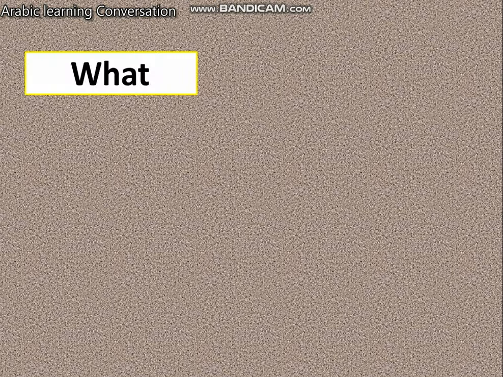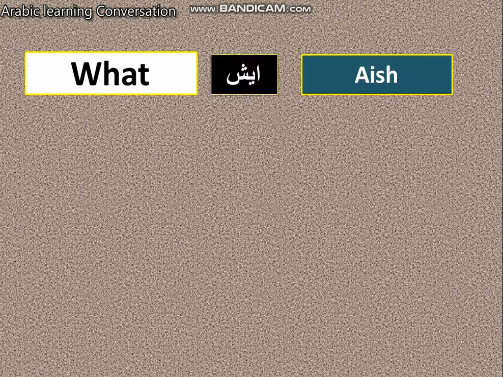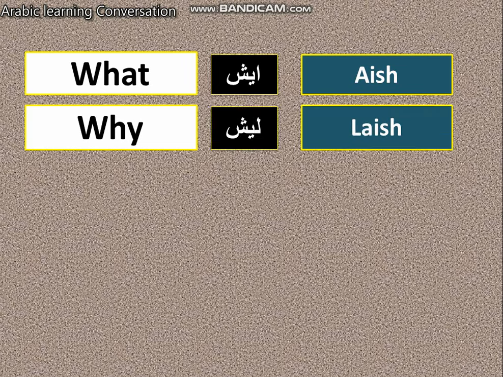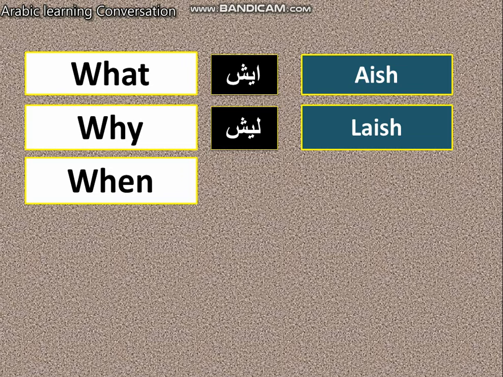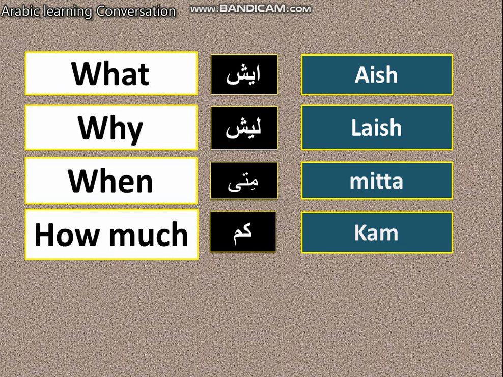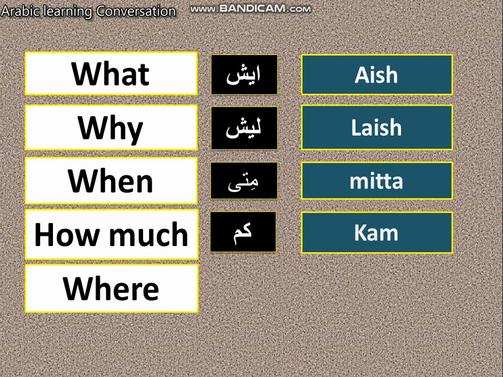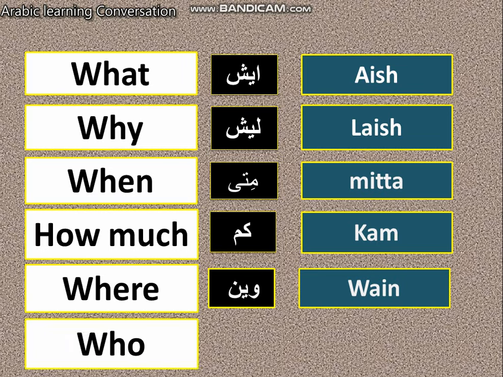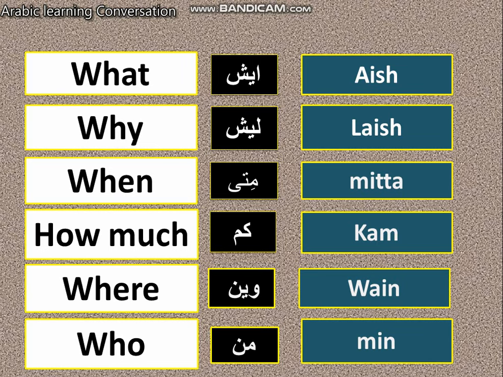So let's practice. What do we call what? Ish. What do we call why? Leish. What do we call when? Mitta. What do we call how much or how many? Come, or become. If you are asking about the price of something, you say become. How much? Where? When. Who? Men.